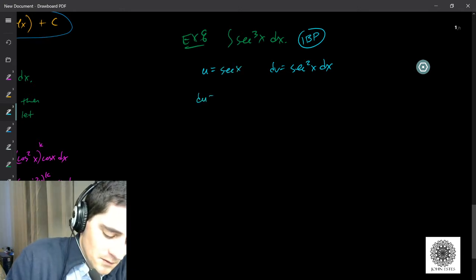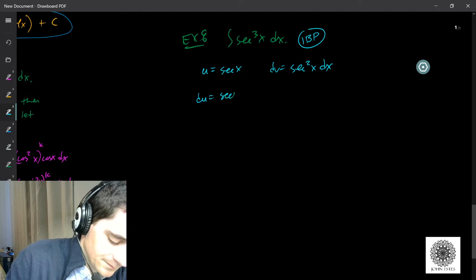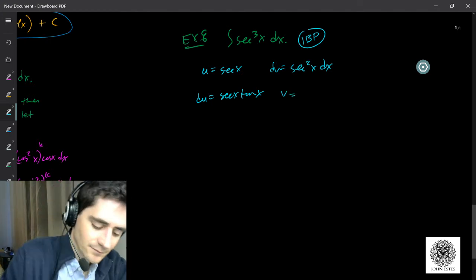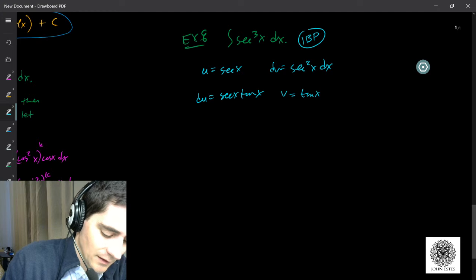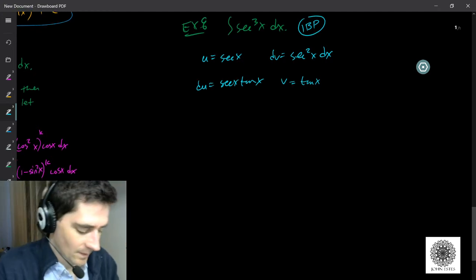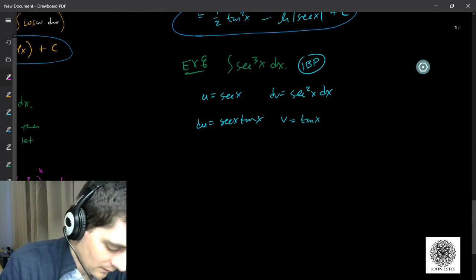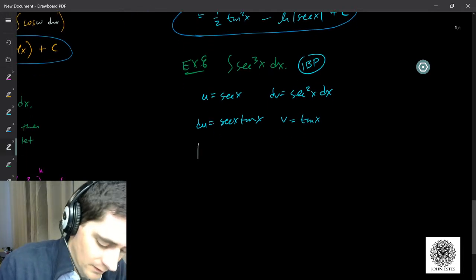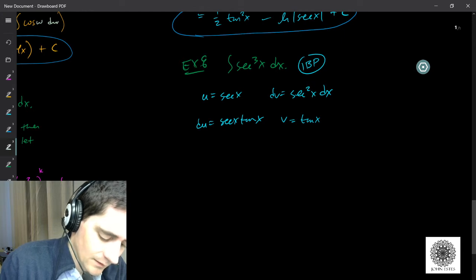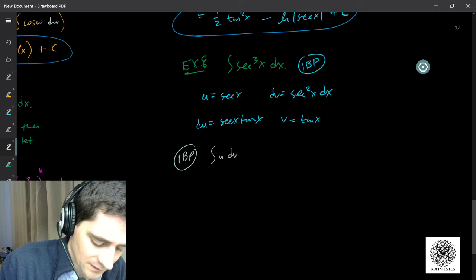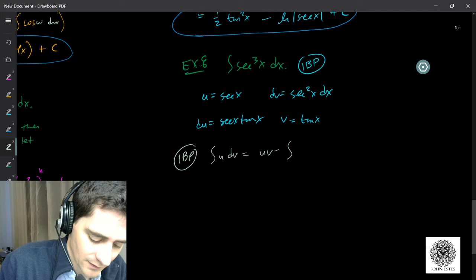So then du is the derivative of secant, and the integral of secant squared x dx is tangent x. All right, so then remember integration by parts. Let me write it up real quick. I think it's good to see. Integration by parts says that the integral of u times dv equals uv minus the integral of v du.